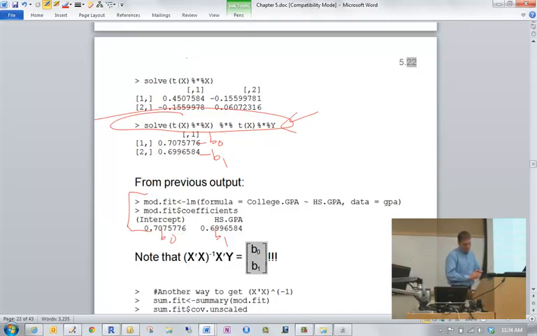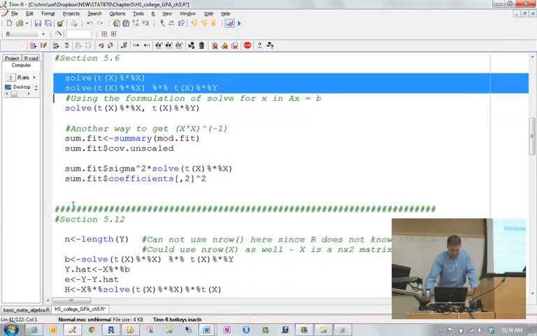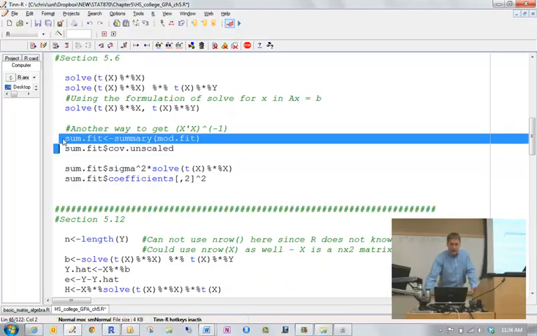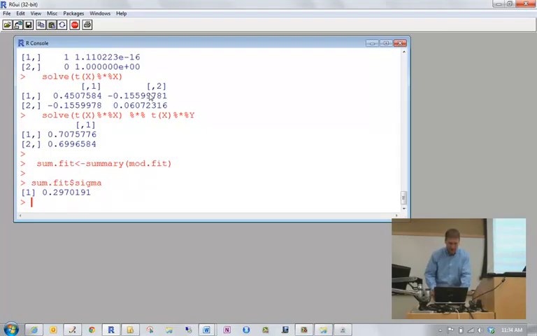Let's talk about this X prime X right here and why that's important. I'm going to deviate from the notes here. Let's see. So I guess in the notes, though, what I do is this. I take sum.fit gets the summary of mod.fit. Okay? And if you remember, to get my square root of MSE, I can take the sigma element out of sum.fit. And what I'm going to do is take that times then X prime X.